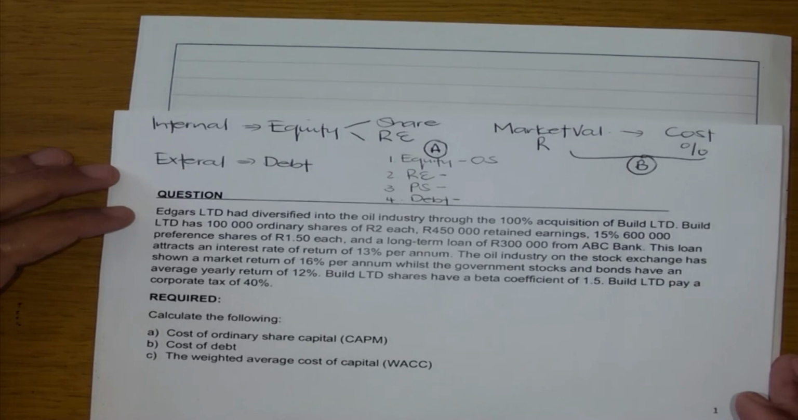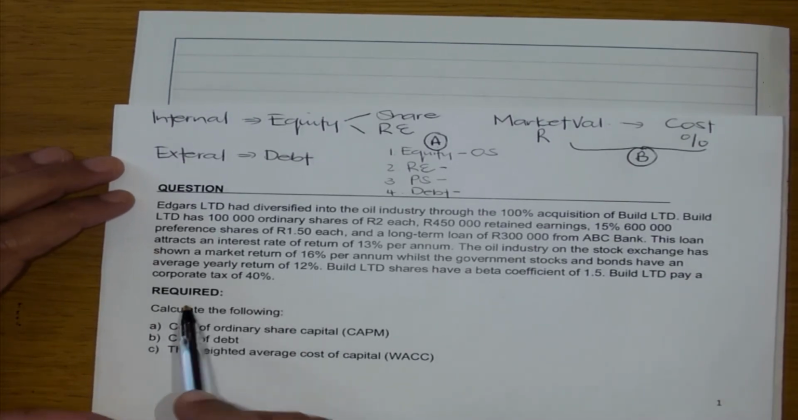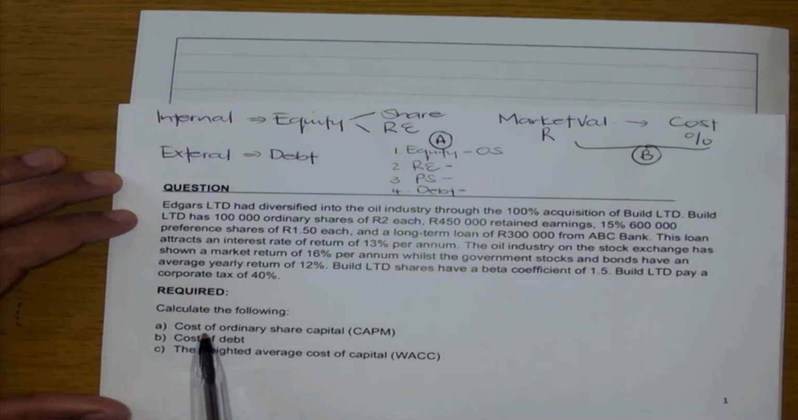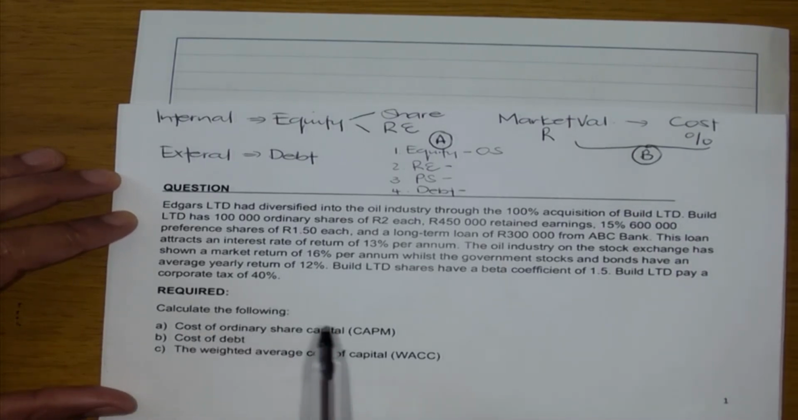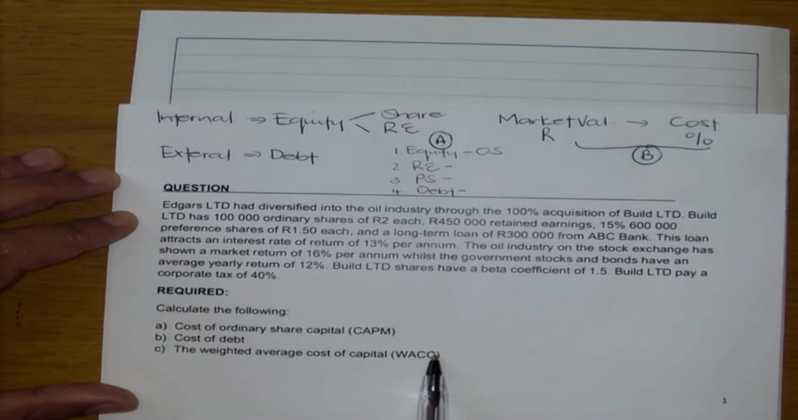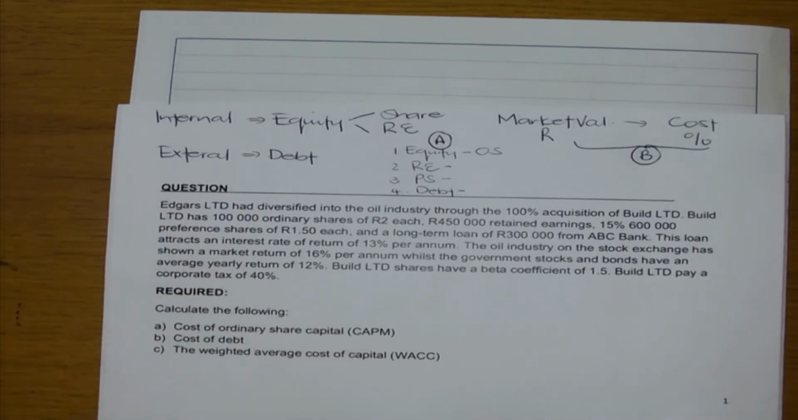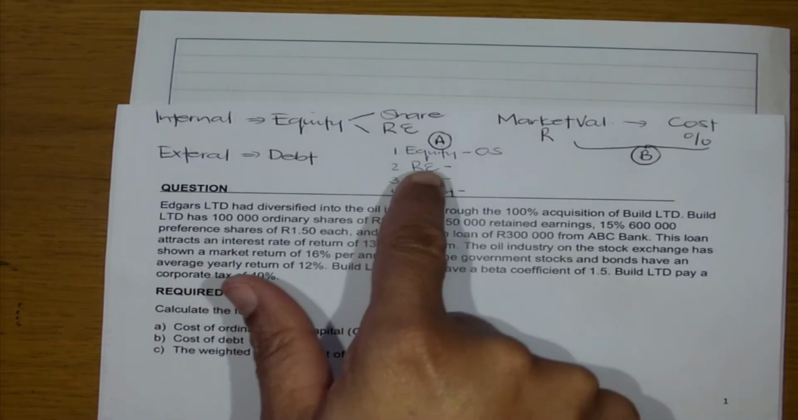So it says here, required. Always important to go to required to see what it is that they want. They want you to calculate cost of ordinary share capital. They want you to calculate the cost of debt. They want you to calculate the weighted average cost of capital. Now, can you see they're telling you they want you to calculate cost? Okay, so now I'm going to first do A.